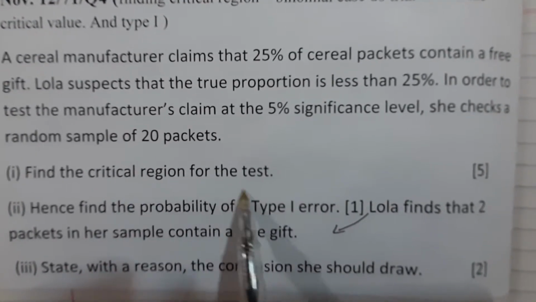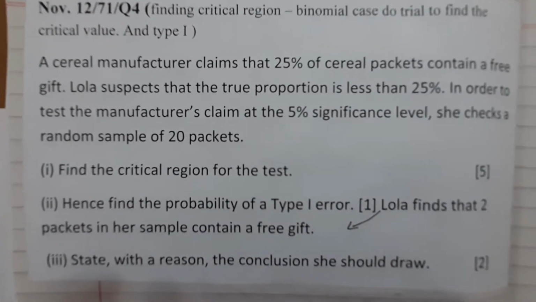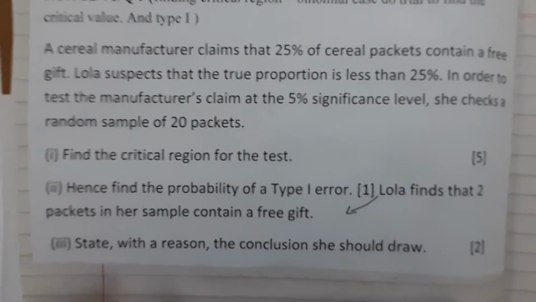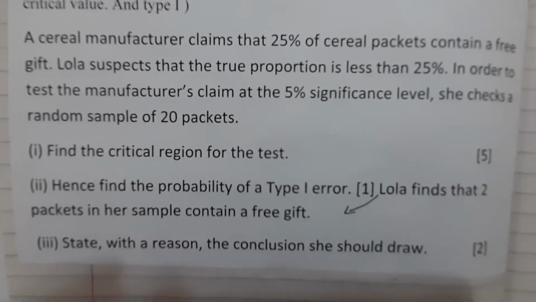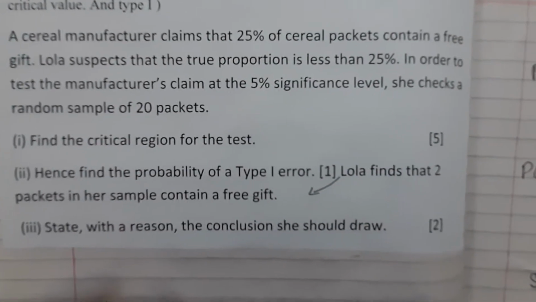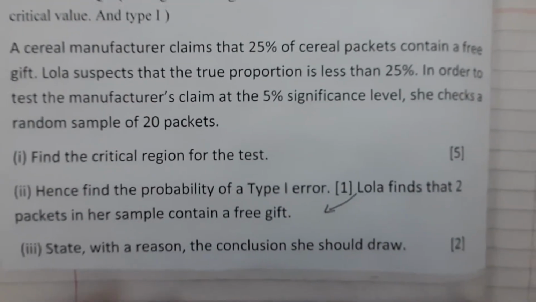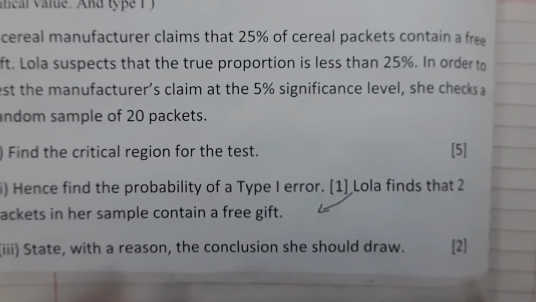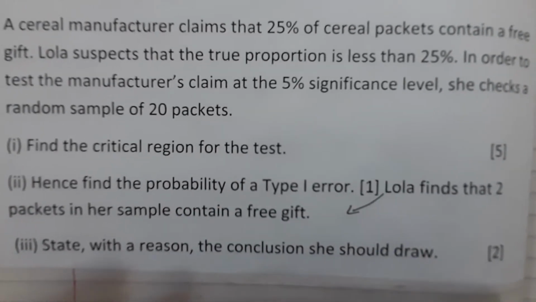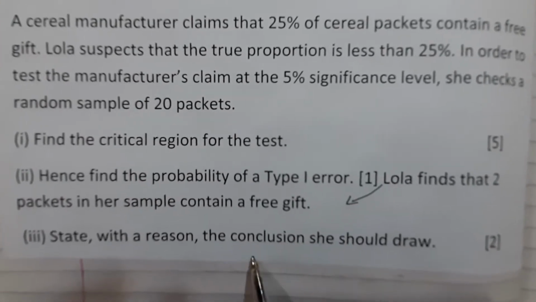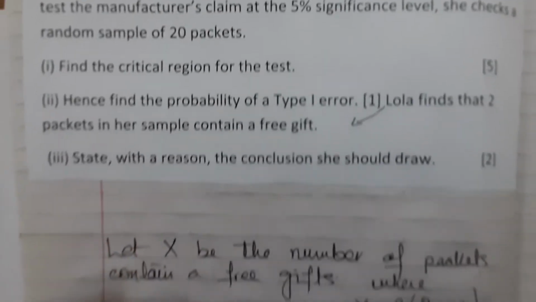Number one, find the critical region for the test. So what does it mean? What is the critical region for the test? It means at what value the probability will be less than 5%. The test value is not given to you here, so you will find out the value at which your probability will be less than 5%. This is the meaning of the question. The rest of the question I will read later. So let's find out the solution of this part first.